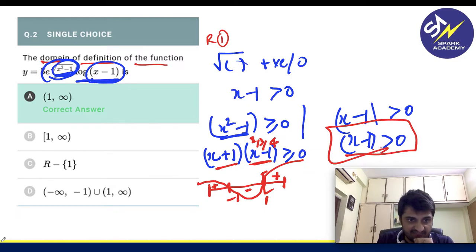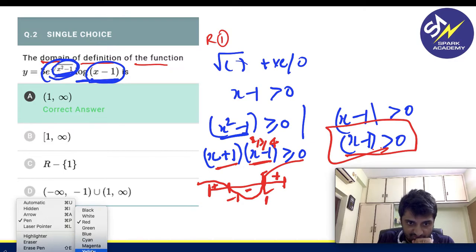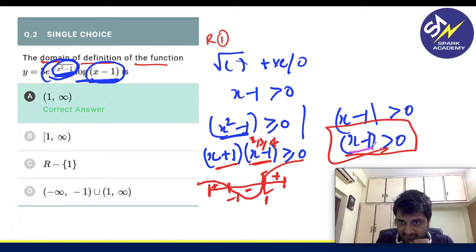But for this x minus 1 greater than 0, what is the only interval I can take? So for this, I will use a different color. I will use magenta color. For this, let's draw the wavy curves in the same thing. When is it positive? Only here, right? Here and here, it is definitely negative. So if I want to take the final answer, I have to take the common one, right? You have two inequations. So I can take only the common one.